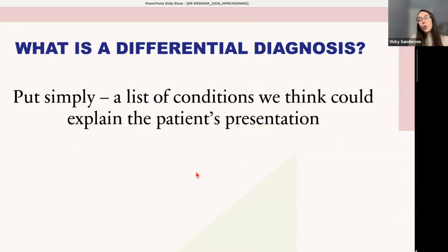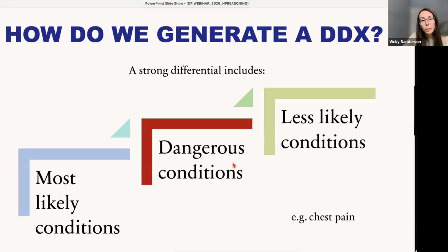So, a basic question that might seem like the simplest thing in the world is, what is a differential diagnosis? Well, I think most of us will recognize that, put simply, it's a list of conditions that we think might explain that patient's presentation. But the more I think about the concept of differentials, the deeper it can get. So it begs the question, right? What constitutes a strong differential? What do we need to include in that differential?